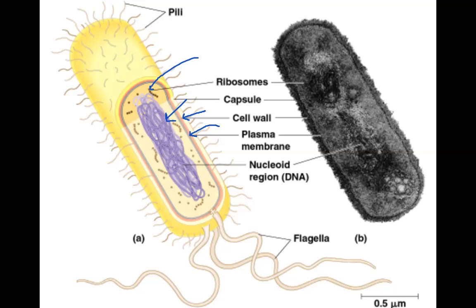You'll also see the pili out here. These are primarily used for reproduction. And you see some flagella down here, which are primarily for motion. Those are our typical characteristics, typical organelles that we see when we're looking at a prokaryote.